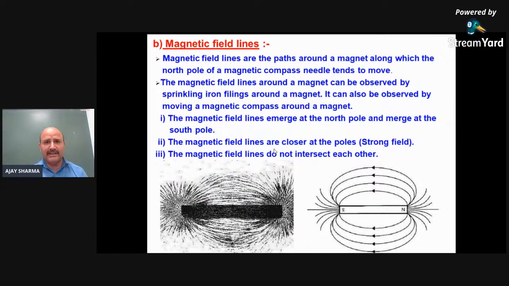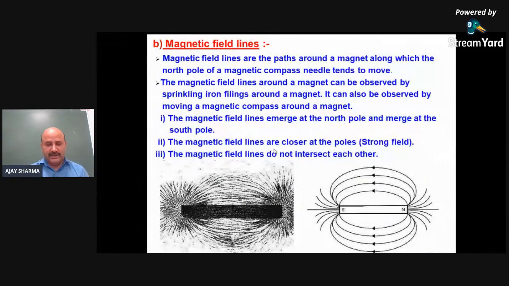So what are the magnetic field lines? They are just the path around a magnet along which the north pole of a magnetic compass needle tends to move. So as I have just shown in the previous slide, we can make use of a magnetic compass needle to draw the magnetic field lines.